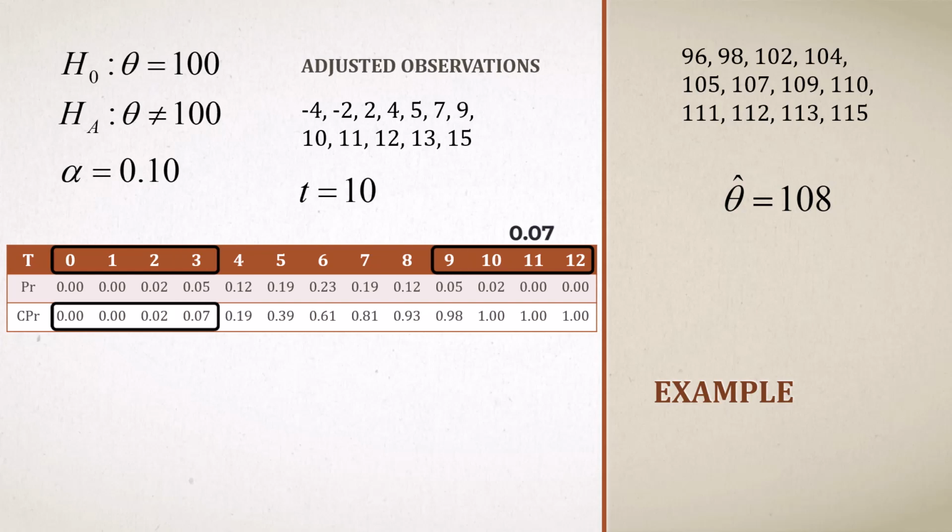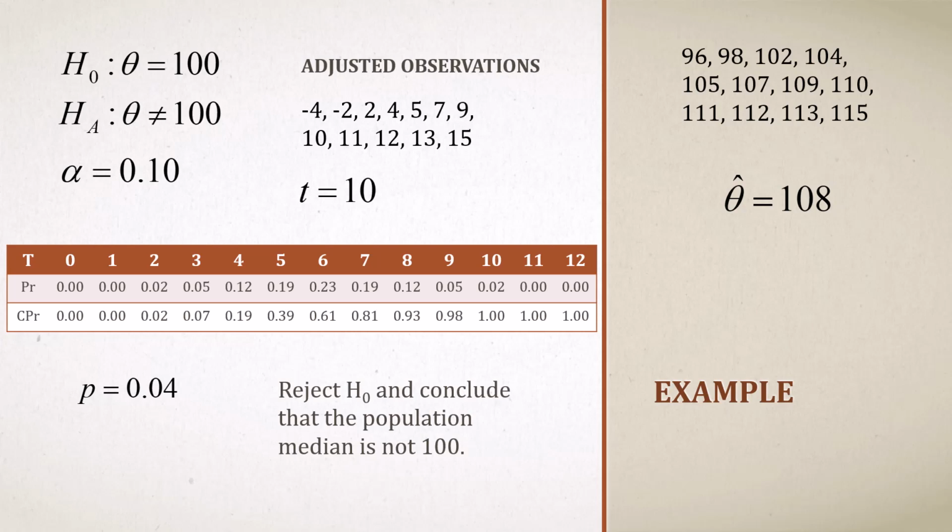Well, now if I go to 9 and 3, we see what happens. The cumulative probability from 0 through 3 is 0.07. Therefore, for 9 through 12, it is also 0.07, and now I'm up to 0.14, which is over 0.10. So my rejection region are plus signs of 0, 1, and 2, or 10, 11, and 12. I got 10, so therefore I can reject the null hypothesis, and my p-value is 0.02 times 2, or 0.04. We can conclude that the population median is not 100.